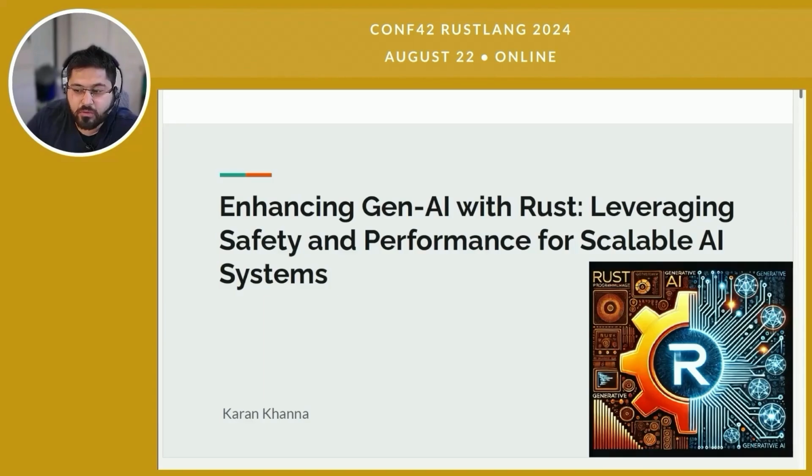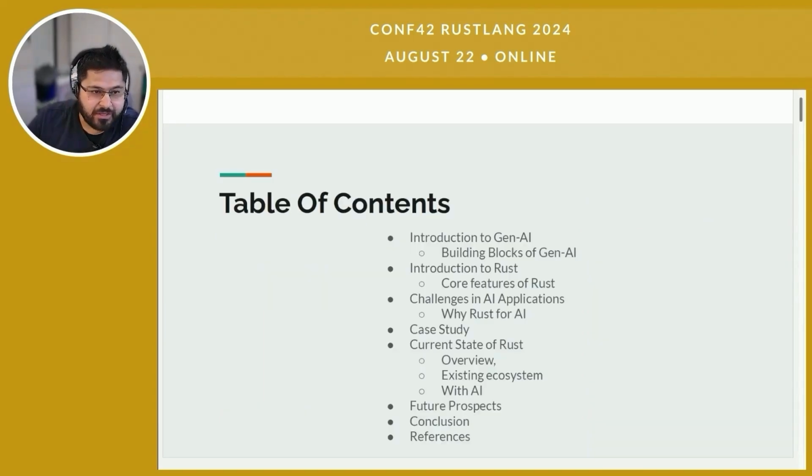In this talk, we'll cover Introduction to GenAI. In that, we'll touch upon building blocks of GenAI. Then we'll move over to Introduction to Rust. We'll explore core features of Rust. We'll further see some of the challenges in today's AI applications and why Rust could be a good fit for those applications. We will explore one or two case studies and then we'll move on to the current state of Rust with the current overview, ecosystem, and how it blends with the AI. We'll discuss future prospects and conclude.